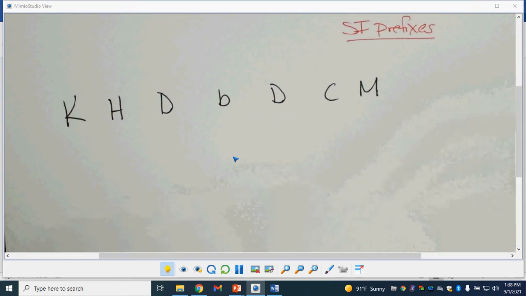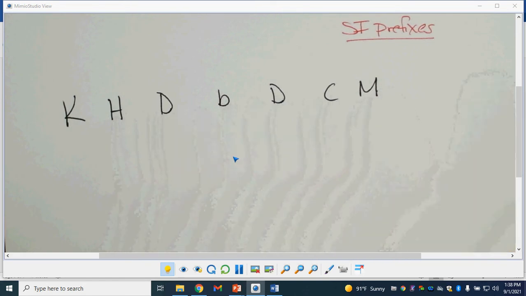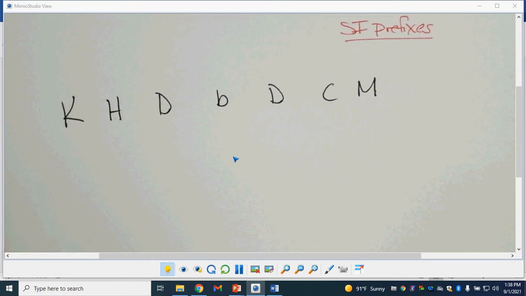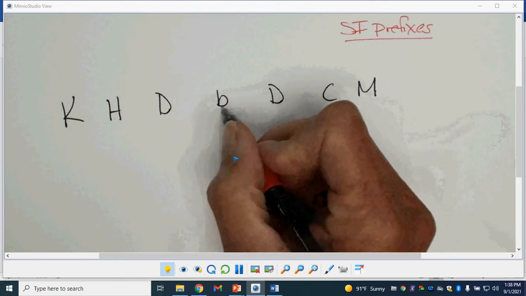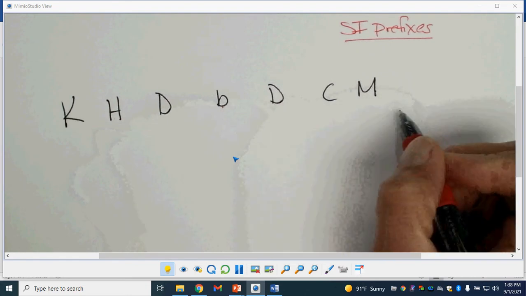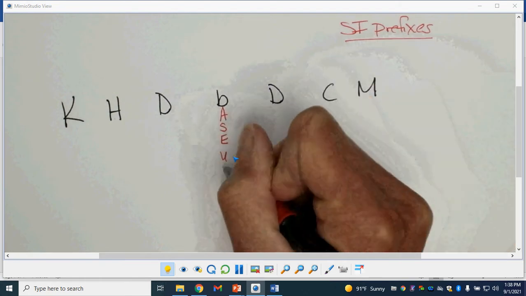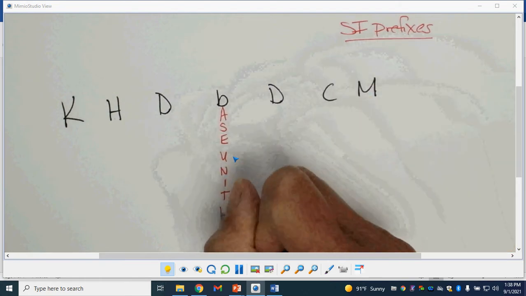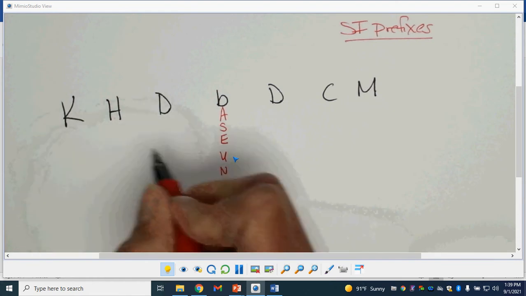So maybe you will remember, maybe from your middle school days, King Henry died by drinking chocolate milk. I know there's a few other ones. That's probably the one that you can think of the best. Okay, so these are the most common prefixes we use in the SI system. This B in our little saying here is our base unit. So our base unit would be like the meter or the second. Meter's probably the easiest.